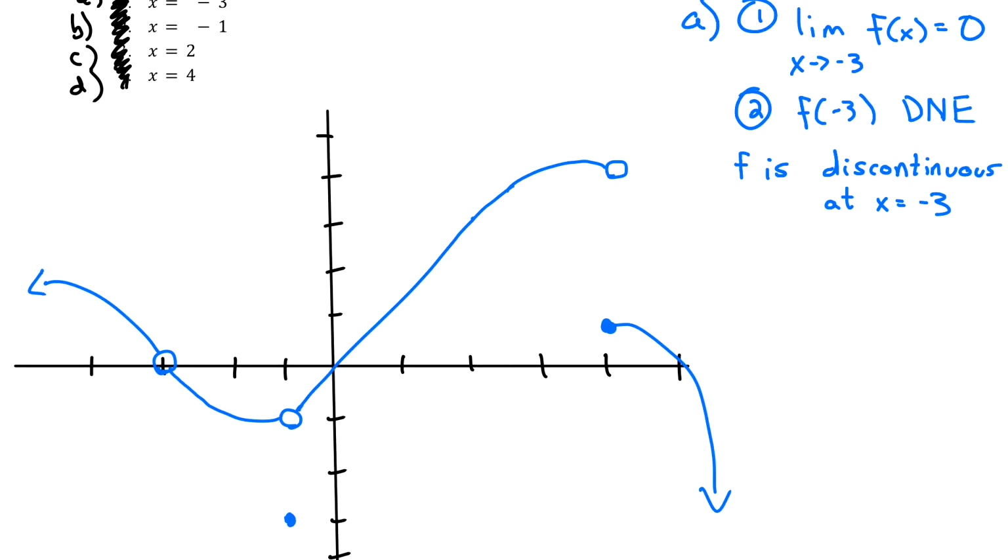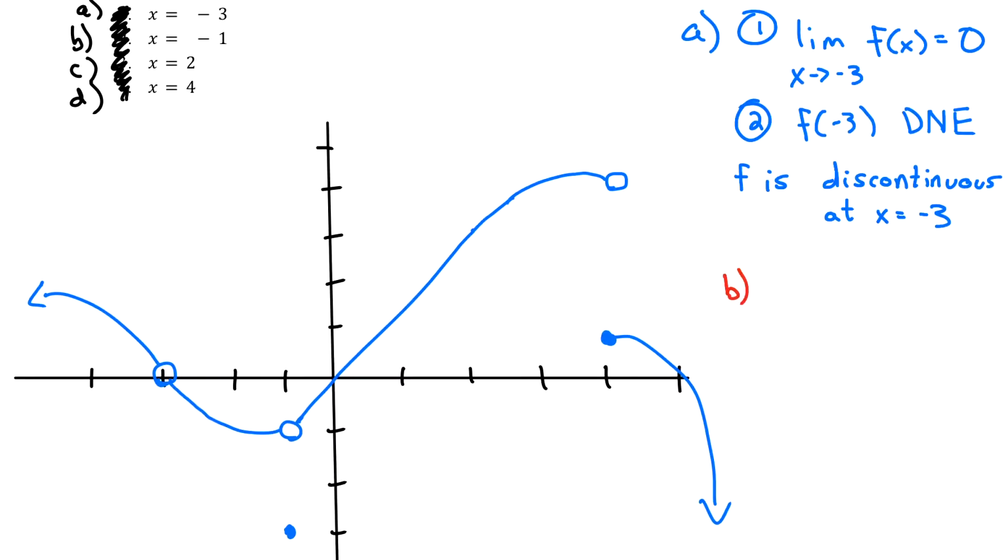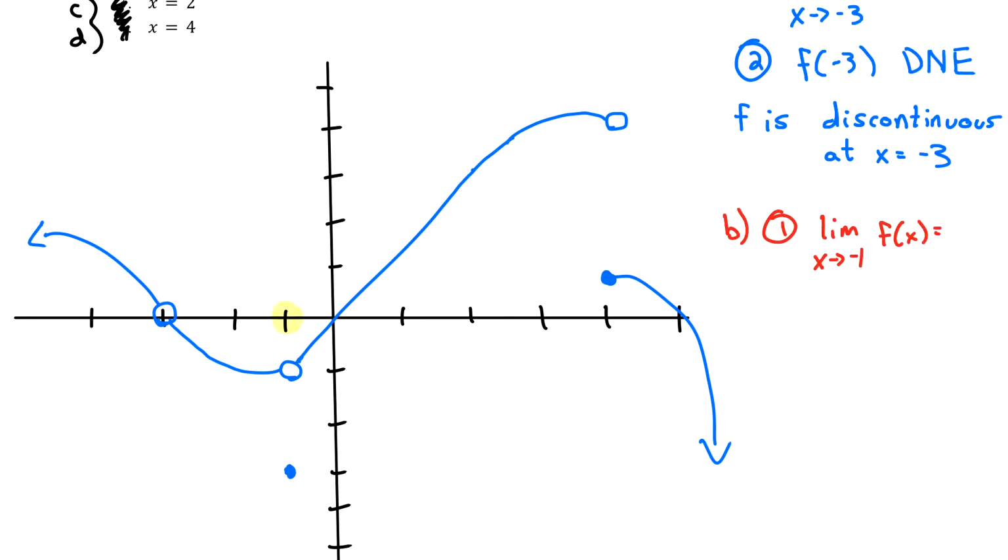Let's take a look at part B here. Part B, we're looking at x equals -1. So again, for each of these, we're just going to work our way through the checklist. Limit as x approaches -1 of f of x. So if I look at -1, here's -1. The left-hand side looks like it approaches y equals -1. The right-hand side approaches y equals -1. So that means that our limit must be -1. So good, our limit does exist.